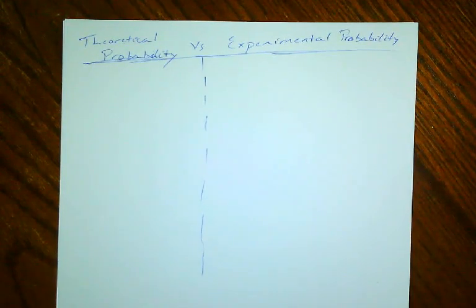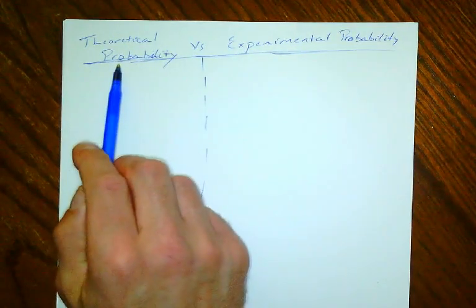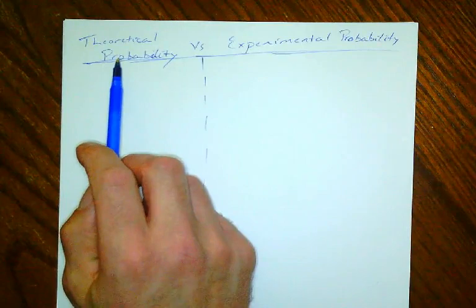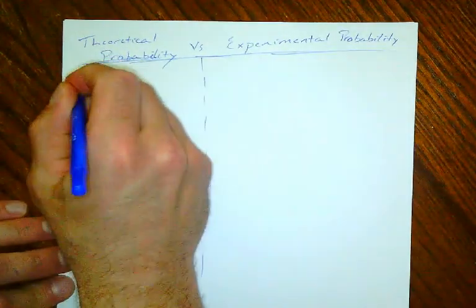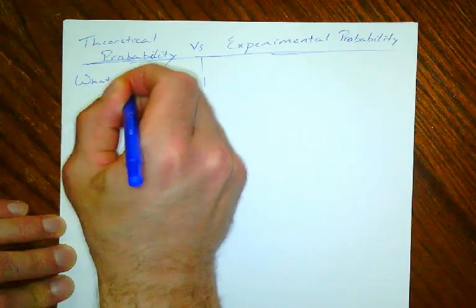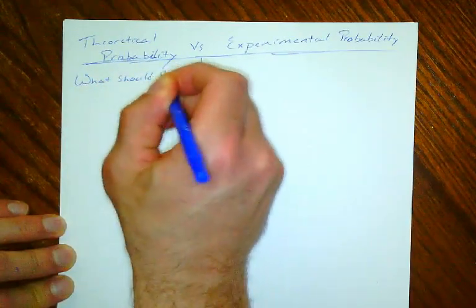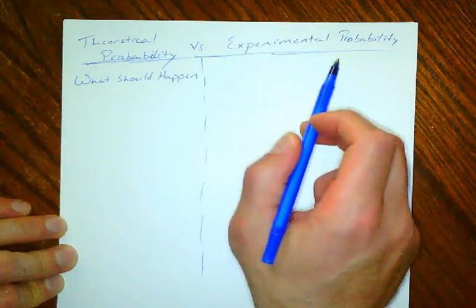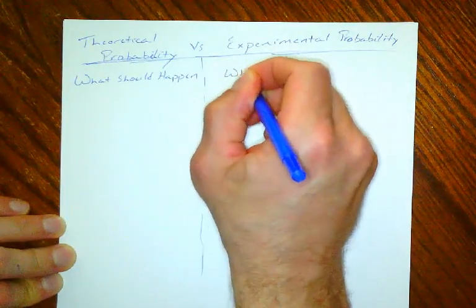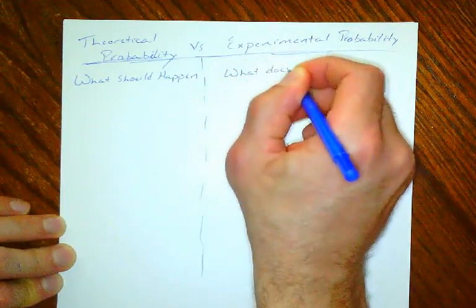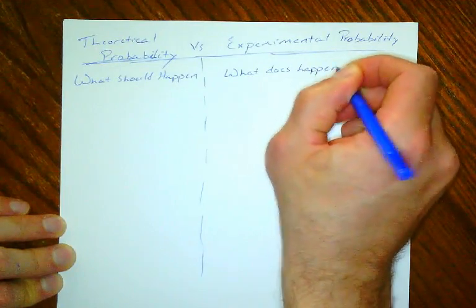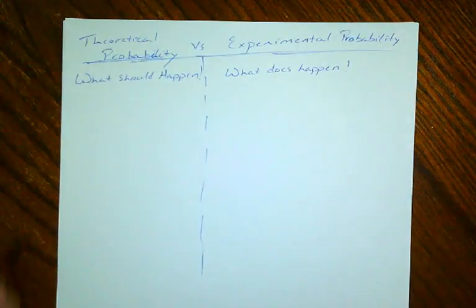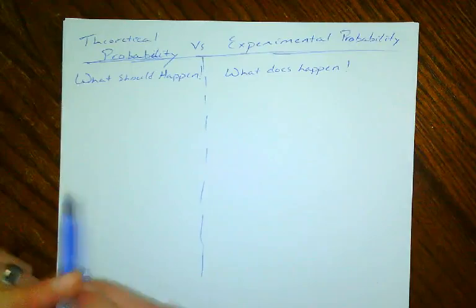Staying along the same principles of simple probability, theoretical probability is what should happen. Experimental probability is what does happen in an experiment. The two aren't always the same. What you'll find is that the more trials you do, the closer the two will become.